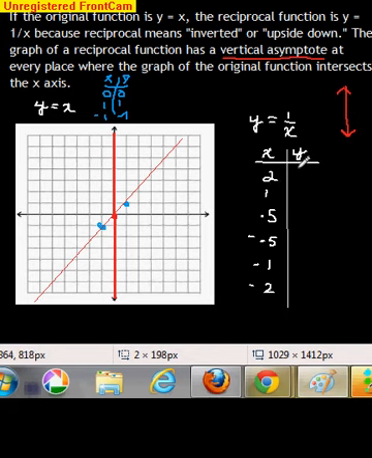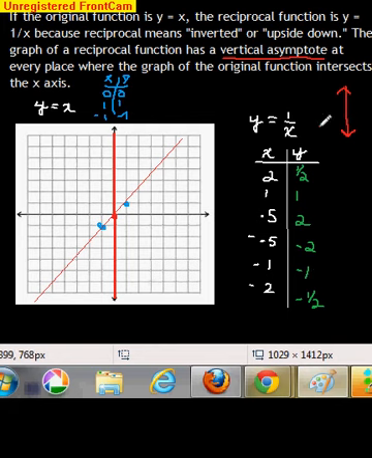If we put a 2 in, we get a 1/2 out. Let's do that. Another crazy color. Okay, we're going to get 1/2 out. If we put in a 1, we're going to get a 1 out. If we put in a 1/2, we're going to get a 2 out. If we put in a negative 1/2, we're going to get a negative 2 out. If we put in a negative 1, we get a negative 1 out. And if we put a negative 2 in, we're going to get a negative 1/2, or negative 0.5.